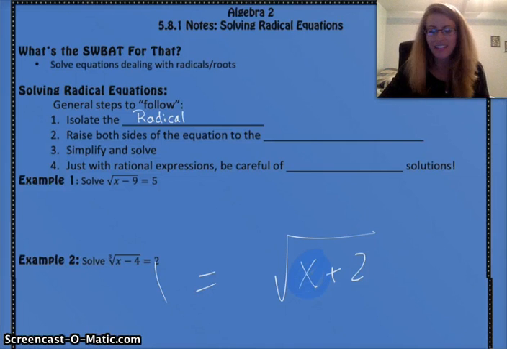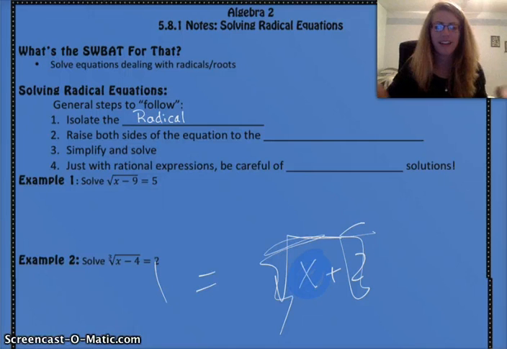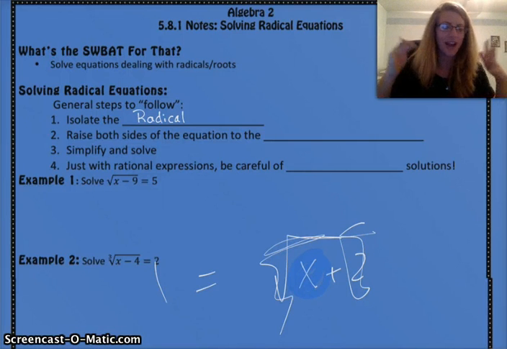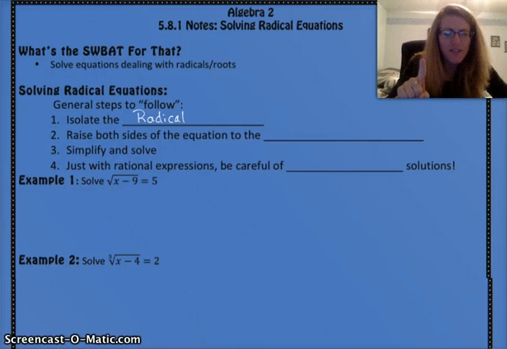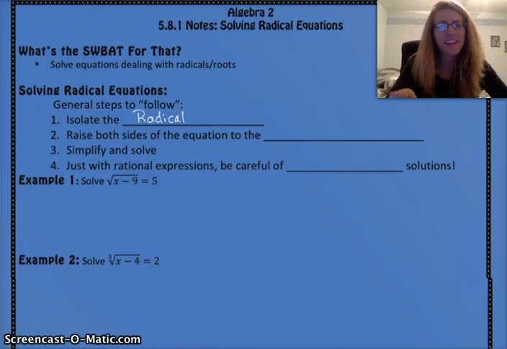You can't just say, oh, I'm going to get rid of everything else and then just happen to get x. You have to unravel things, and unravel and unwrap them in the right order. That's very important. Okay, so first you isolate the radical.